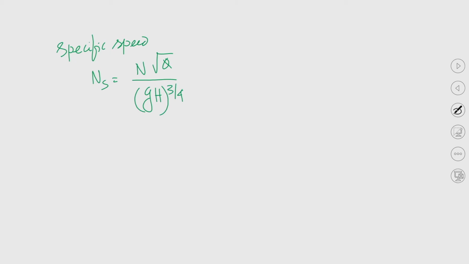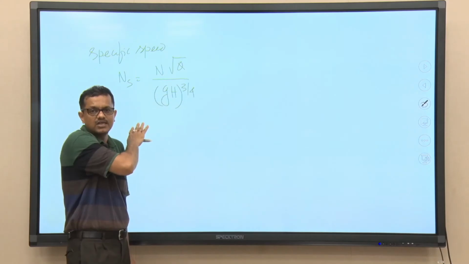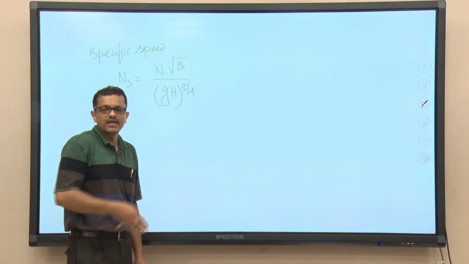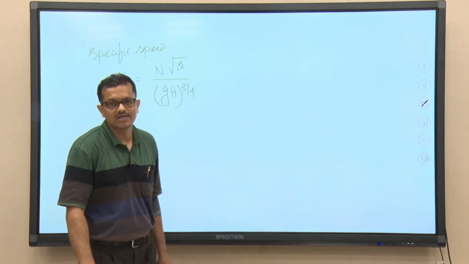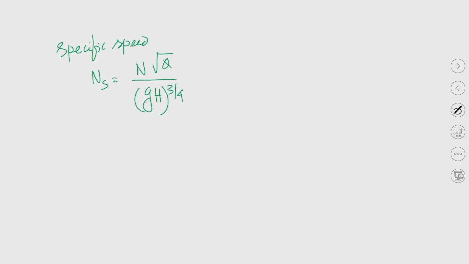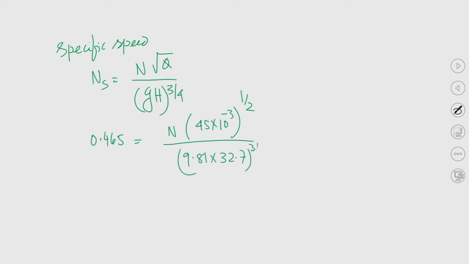I will definitely take one class to derive this particular expression, and then I will explain why this particular term is very very important in the context of pump operation. Okay. Now, it is given 0.465 and that is N s, and Q we know, 45. So, 45 into 10 power minus 3 to the power half divided by 9.81 into 32.7, that is the total head, power 3 by 4.